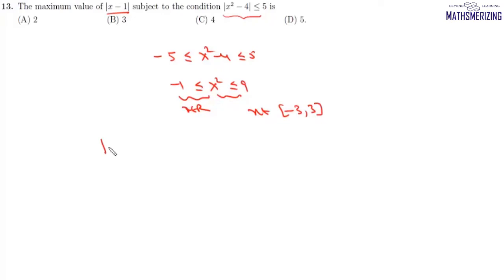Now we need to find maximum value of mod x minus 1. Now we'll get this maximum value when both these numbers have the same sign, and this x takes extreme value. So the smallest possible value of x in this case is minus 3. So maximum value of this expression will be mod of minus 3 minus 1, which is simply 4, and that's your option C. Now question number 14 is, which of the following option is correct?